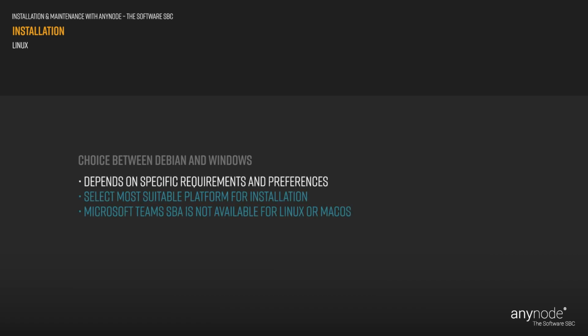It's important to note that the choice between Debian and Windows strongly depends on specific requirements and preferences. Some users prefer the user-friendliness of Windows, while others favor the control and flexibility offered by Linux. It is advisable to consider the specific requirements and use case to select the most suitable platform for your installation. Microsoft Teams SBA is specifically designed for Windows environments and is not available for other operating systems such as Linux or Mac OS.